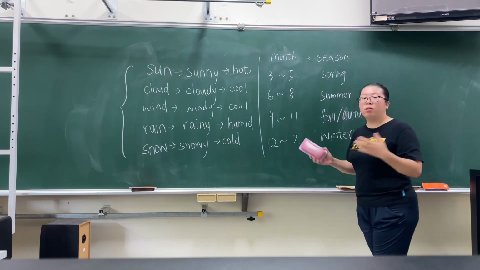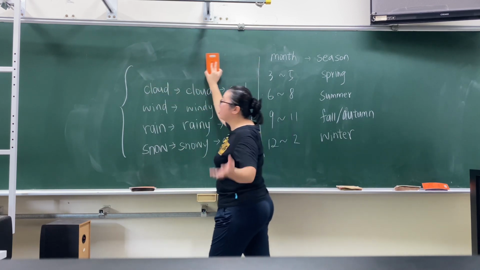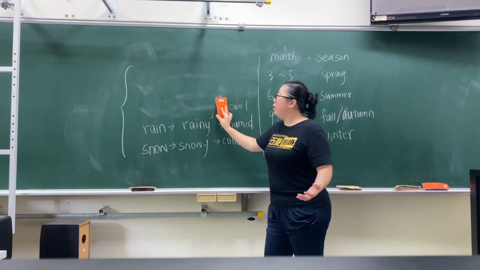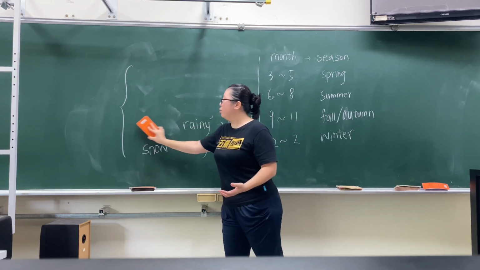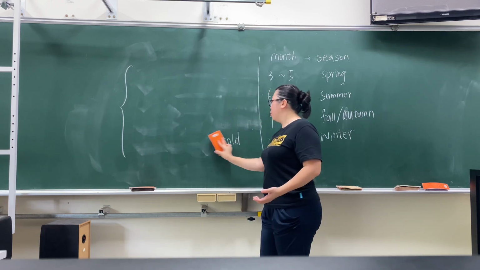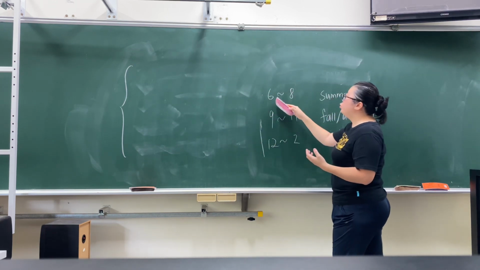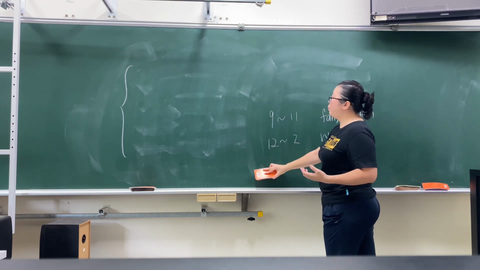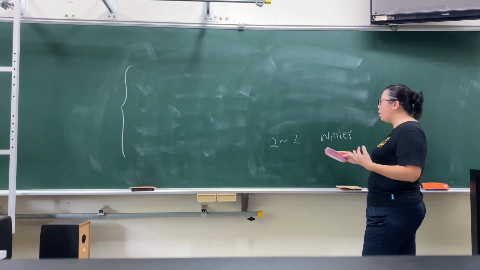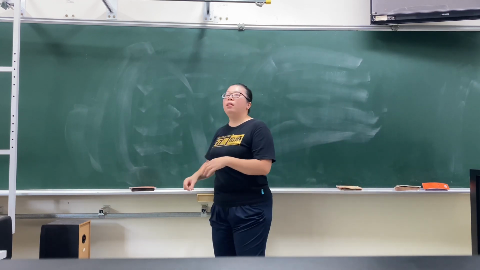Let's move on to the sentence structure. Let's read it again. Sun, sunny, hot. Cloud, cloudy, cool. Wind, windy, cool. Rain, rainy, humid. Snow, snowy, cold. And then from March to May, it's spring, December to February, it's winter. Yes. Perfect. You guys are marvelous.